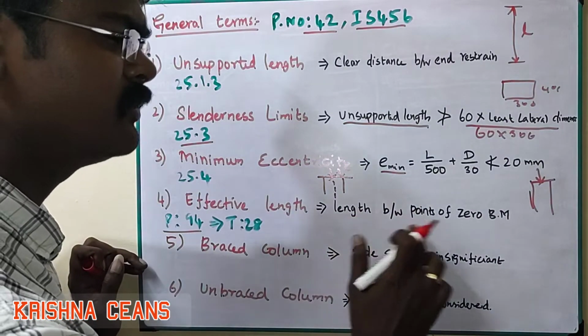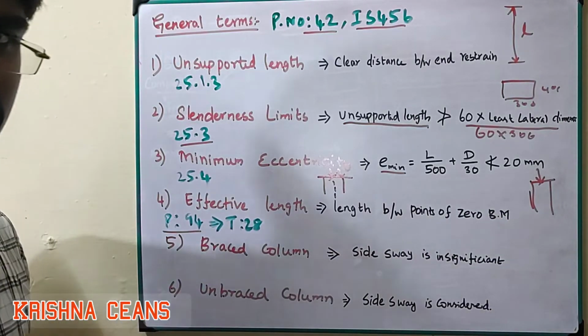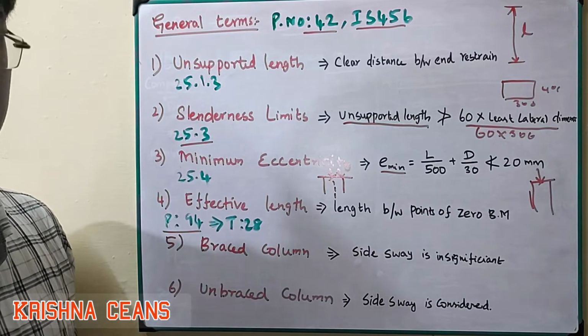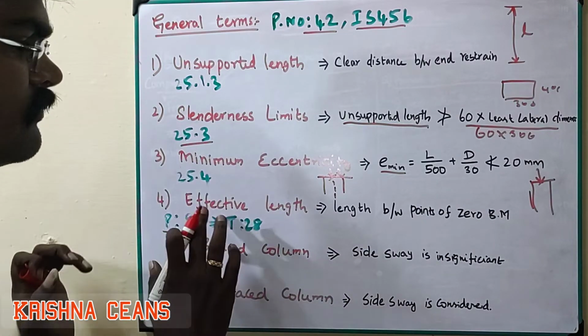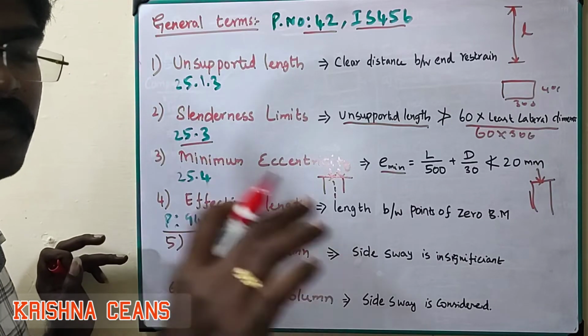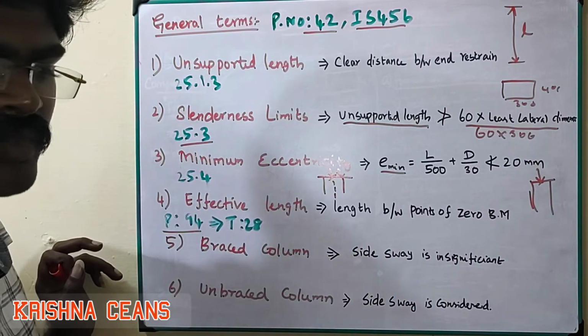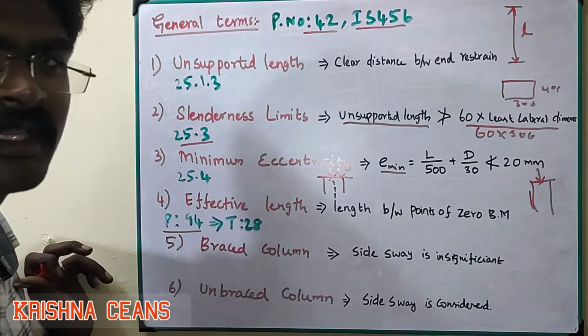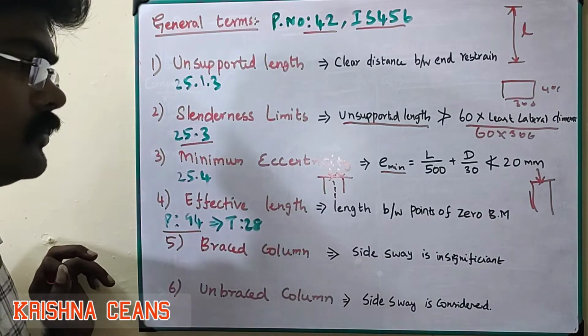The length between the points where the bending moment is zero, we consider that length and call it the effective length. So we have to refer to the table before going to the design of columns. That's why, if we are choosing both ends fixed, we have to check the conditions: what is the effective length?